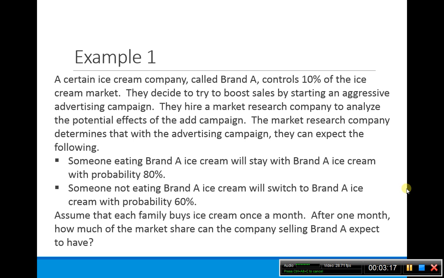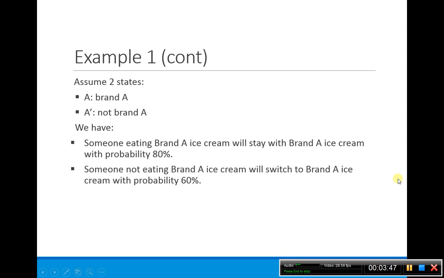So we want to know after 1 month, how much of the market share can the company selling brand A expect to have? Remember, at the beginning, brand A controls 10%, which means 90% is controlled by somebody other than brand A. So what they're wondering is after 1 month of this advertising campaign, how much of the market share can they expect to have? Hopefully it goes up from this 10%. That's what they're hoping because that's where they're putting their money in.